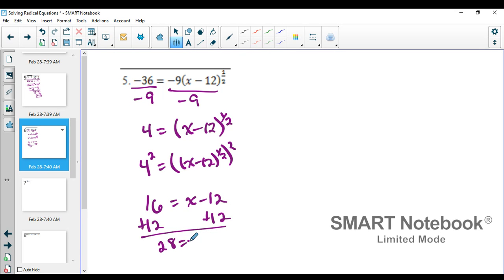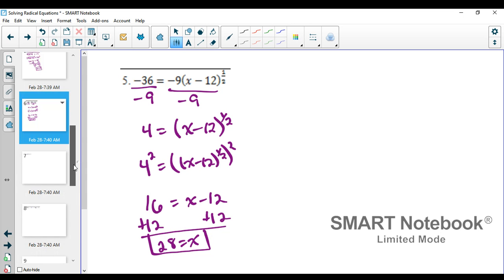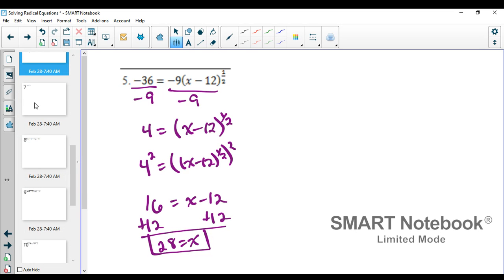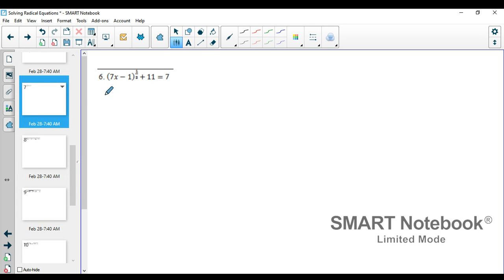So x equals 28. And that is the final answer for number 5. On to number 6. So now this time we have the quantity of 7x minus 1 to the 1/3 power plus 11 equals 7. All right, so just start with our first step of subtracting 11 and getting that set of parentheses by itself. So we have 7x minus 1 to the 1/3 power equals -4.